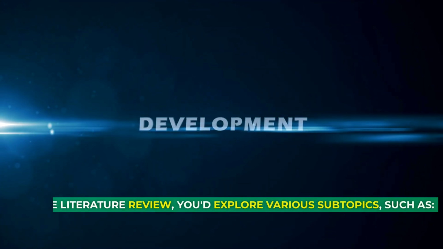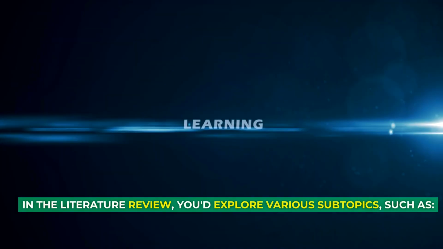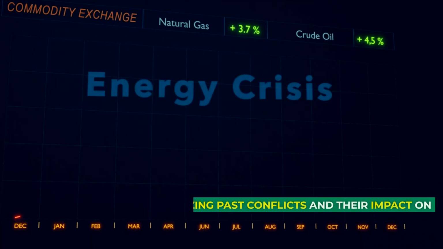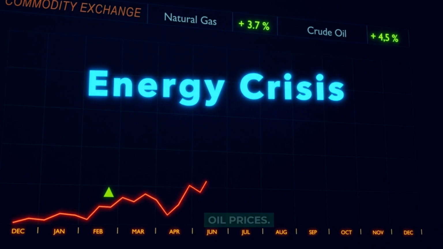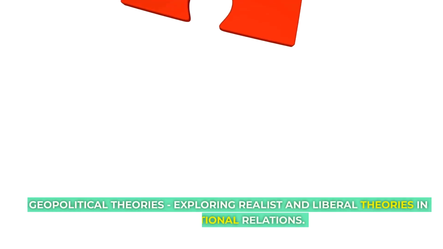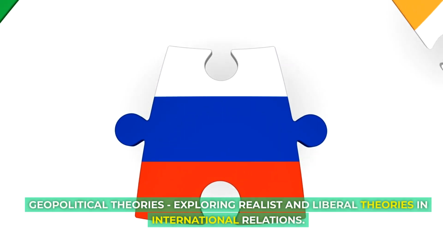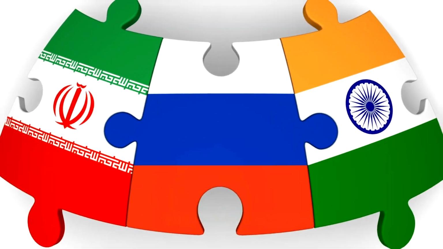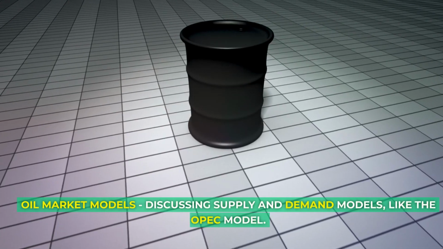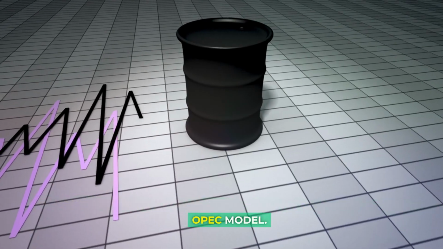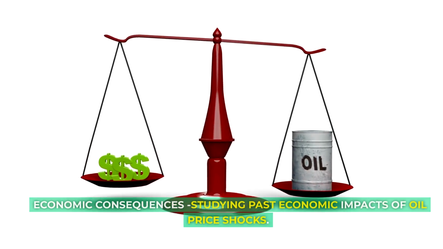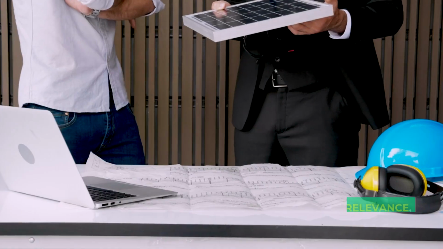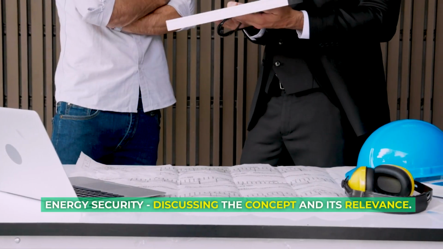In the Literature Review, you'd explore various subtopics, such as historical context, analyzing past conflicts and their impact on oil prices; geopolitical theories, exploring realist and liberal theories in international relations; oil market models, discussing supply and demand models, like the OPEC model; economic consequences, studying past economic impacts of oil price shocks; energy security, discussing the concept and its relevance.